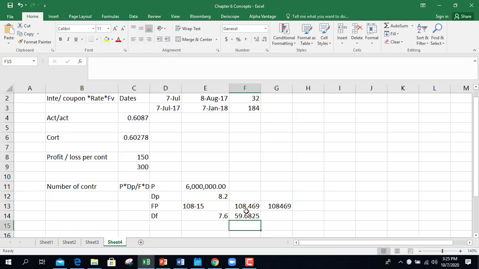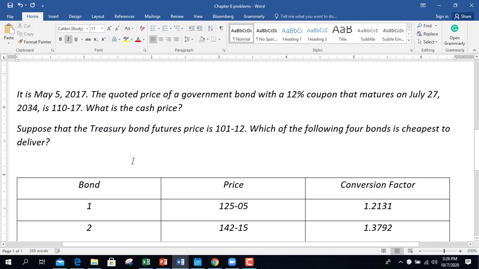Okay, so the key trick was how to convert the given future price into the contract price. If 108-15 is given, it is 108 plus 15/32, and then into 1000 to get the future contract size, and then find out the number of contracts. Okay.